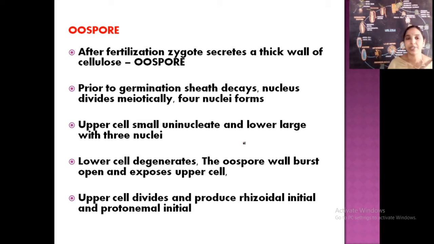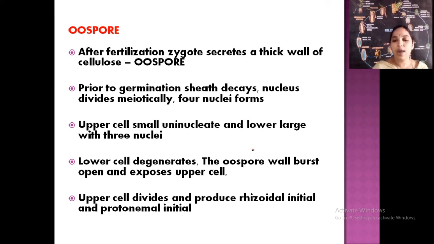Then the 3 lower cells degenerate and only one functions. The oospore wall bursts and exposes the upper cell only. The upper cell divides and forms 2 structures: one is rhizoidal and one is protonema. The green one you can see here is the protonema, and the other is the rhizoidal. Clear? So, after fertilization, the product is the oospore. Its nucleus divides into 4, 3 degenerate, 1 remains. The remaining one divides and forms the rhizoidal initial and protonemal initial.